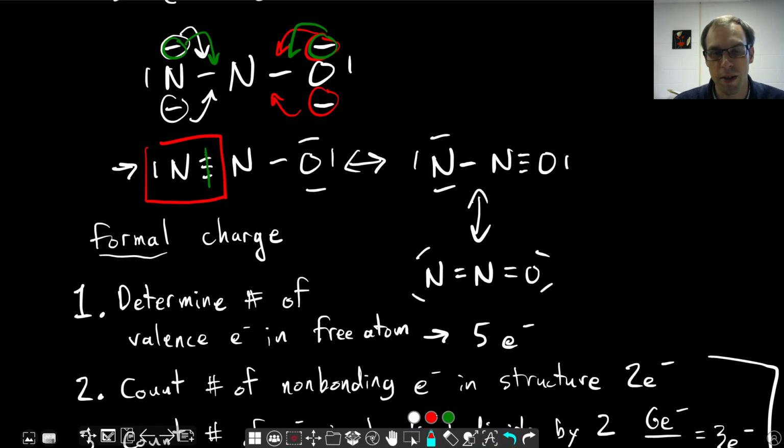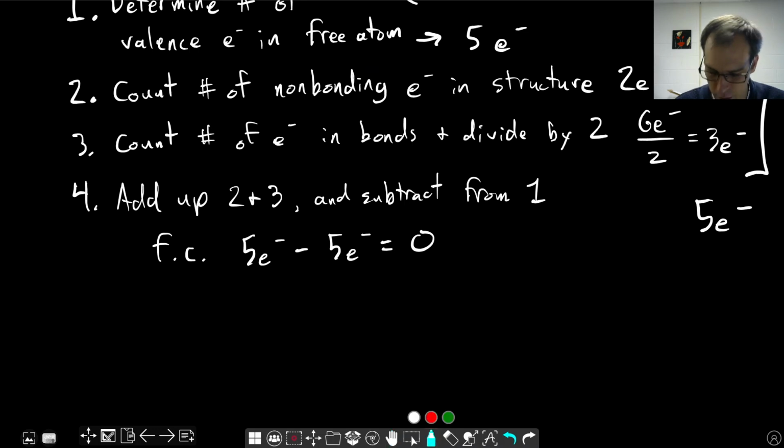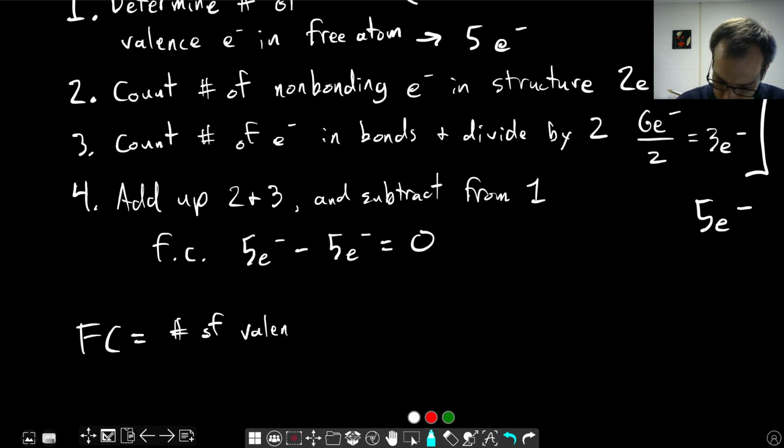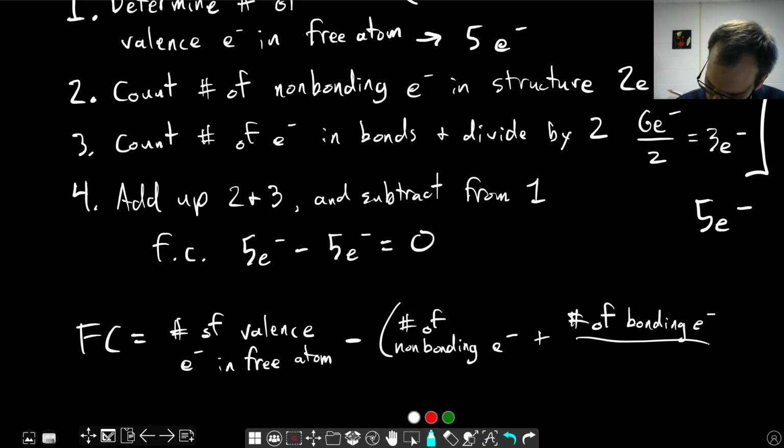Now we can repeat this process for all the other atoms. We can also represent this whole process in an equation that might be a little bit quicker and easier to remember: the formal charge is equal to the number of valence electrons in the free atom, minus the number of non-bonding or lone pair electrons, plus the number of bonding electrons divided by 2.